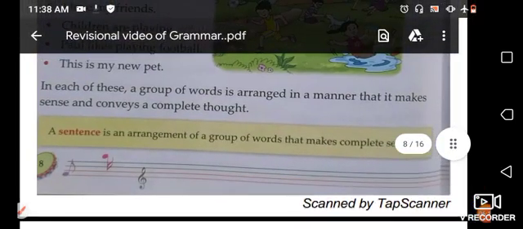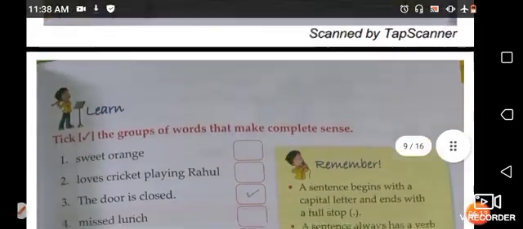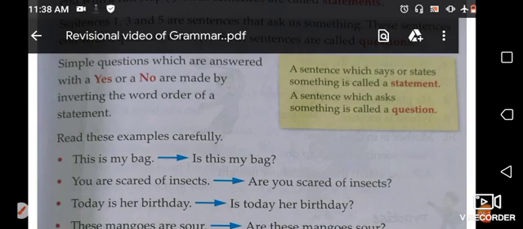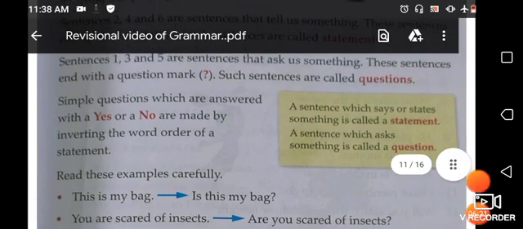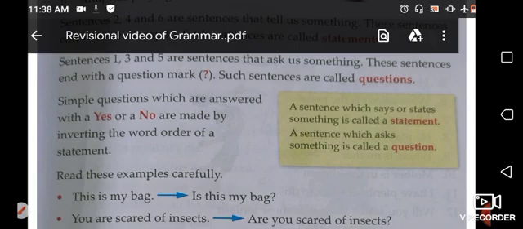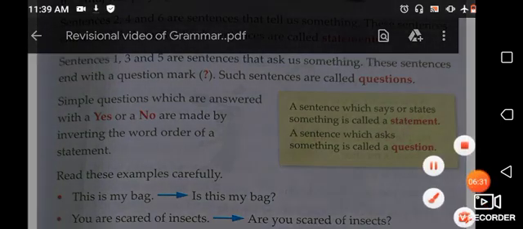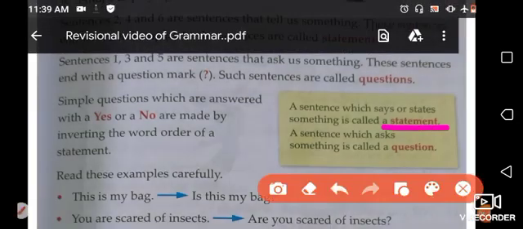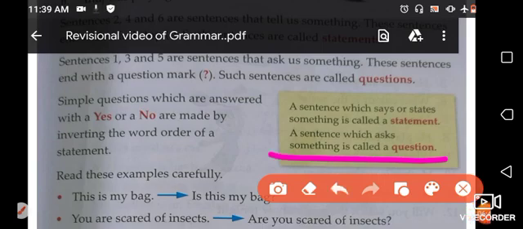The next thing that we should learn is the difference between a statement and a question. A sentence which says or states something is called a statement, and a sentence which asks something is called a question.